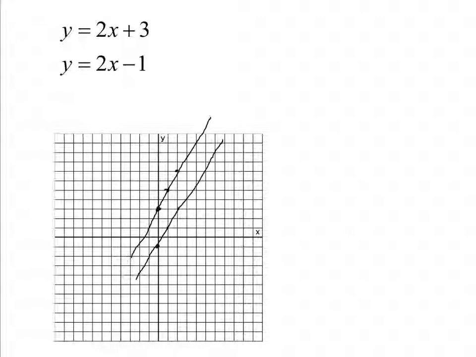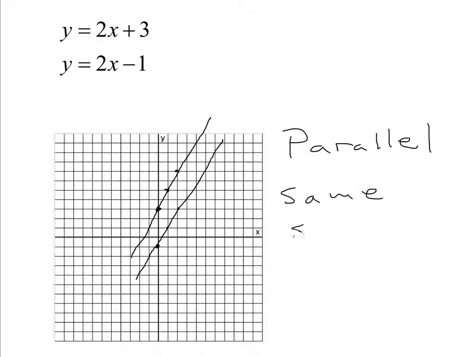So looking at these lines, you can see that they're both going up 2 over 1. They're going up at the same angle. That means they're parallel, and they're never going to intersect each other. So these two lines are parallel. And if you're looking at the equations, the thing that jumps right out at you is they both have the same slope.